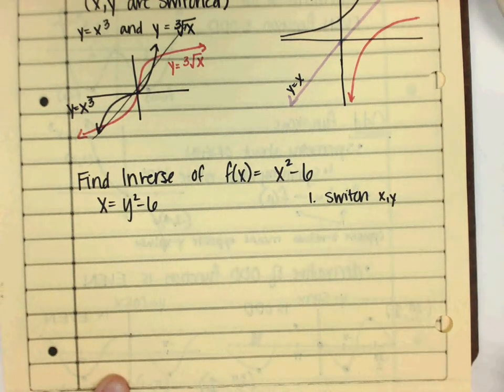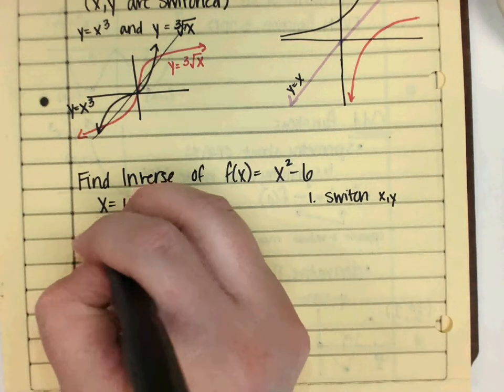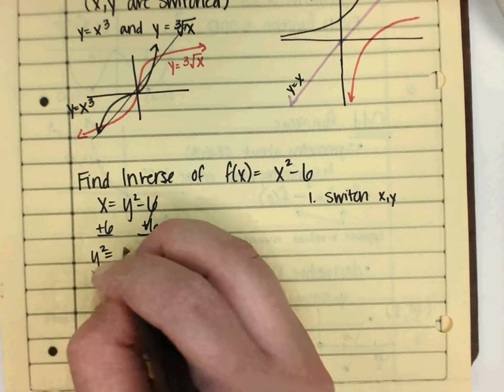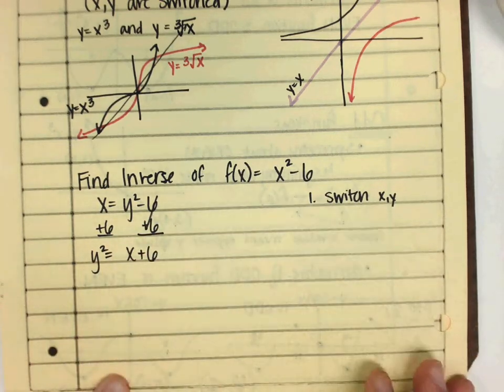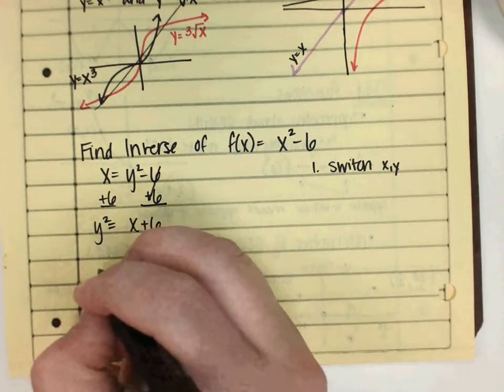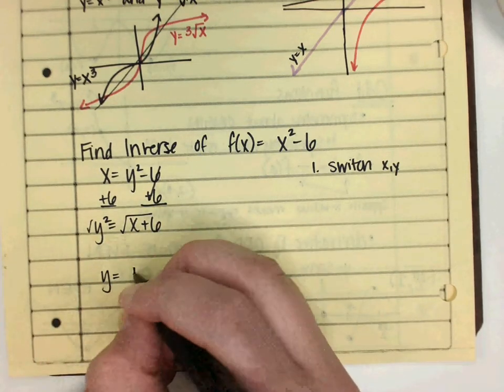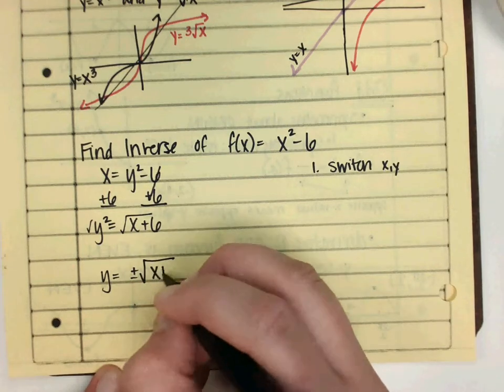Because with inverses, the domain and range are backwards. So you would basically reverse the x and the y, correct? Then from here, what would I do? PEMDAS backwards, add 6. Okay, add the 6 across, good. So I have y squared equals x plus 6. What would my next step be? Square root both sides. So I'd have y equals plus or minus the square root of x plus 6.